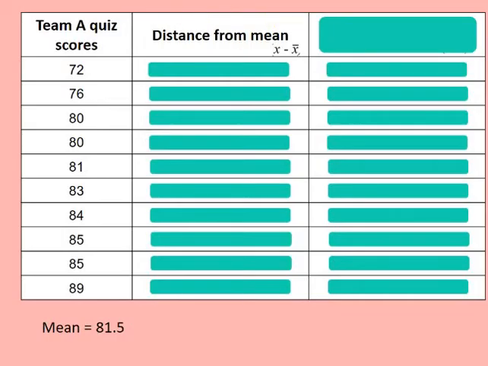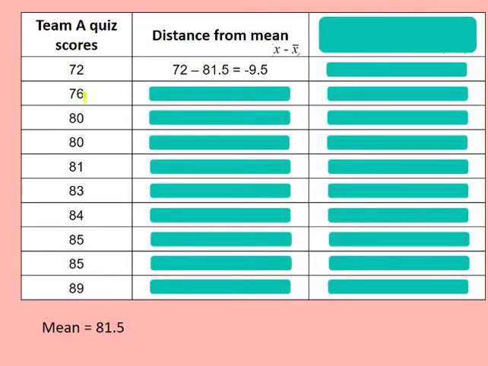Now, this column is showing us the distance from the mean. This is that very first part of your standard deviation equation: each data point minus the mean. That's what we're trying to solve here. So we start with the first one. This is the first data point minus the mean. The mean was here. That gives us minus 9.5.